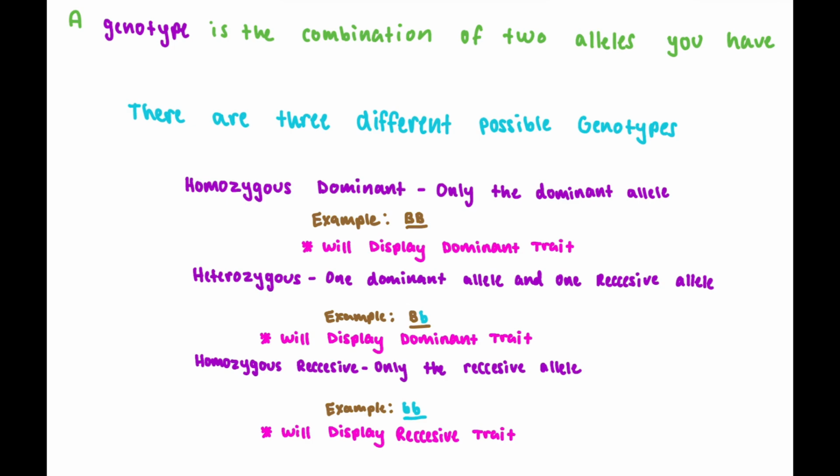And the last possible genotype is homozygous recessive, which means you only have the recessive allele. An example of this is little b, and in this scenario, you will display the recessive trait. If you are homozygous dominant, no matter what, you will pass down a dominant allele to your offspring. If you are heterozygous, you have a 50-50% chance of passing either the dominant allele or the recessive allele to your offspring. And if you are homozygous recessive, you will pass a recessive allele to your offspring.